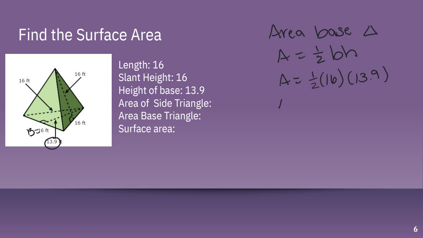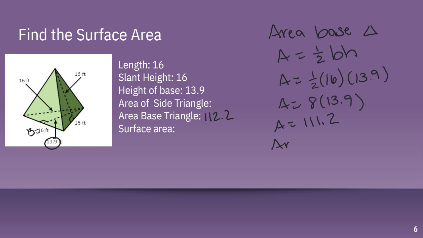So now I do my multiplication. 1/2 of 16 is 8. So now I have 8 times 13.9. And when I do 8 times 13.9, what do I get? I get that my area is 111.2. Now I have the area of my base triangle.